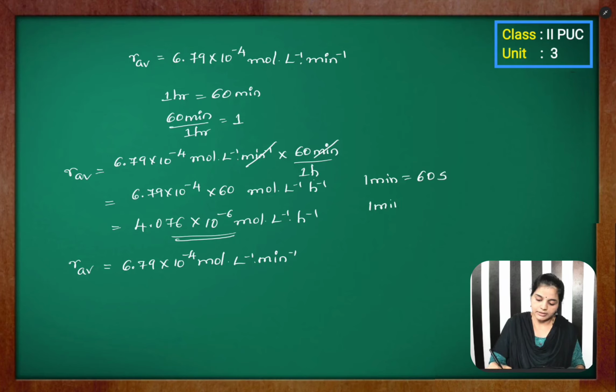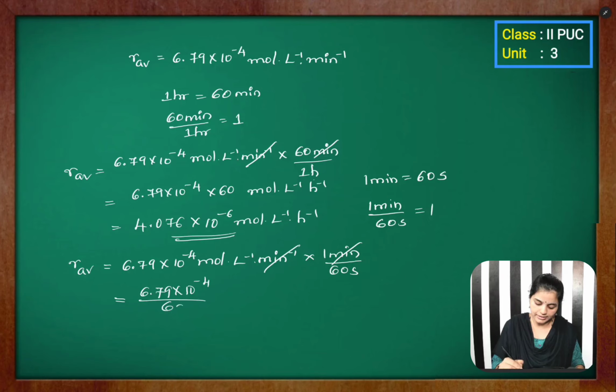So 1 minute divided by 60 seconds is equal to 1, and we will multiply it here. 1 minute divided by 60 seconds. Minute and minute inverse get cancelled. Now we need to divide 6.79 into 10 to the power minus 4 by 60. The unit is mole per liter per second.